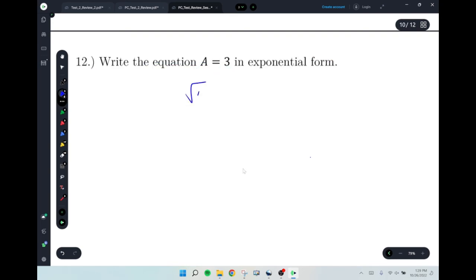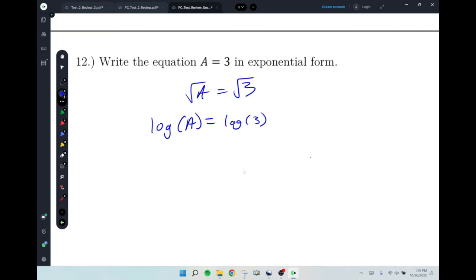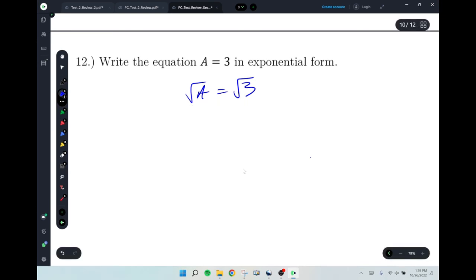You couldn't take the square root of A equals the square root of 3, and then in order to get rid of the square root, you just square it, but then you get back to A equals 3 again. It's pretty simplified. What about log of A equals log of 3? That's not helpful either because we just tend to get back to where we are. I will look it up and get back to you, but it's not on the test.